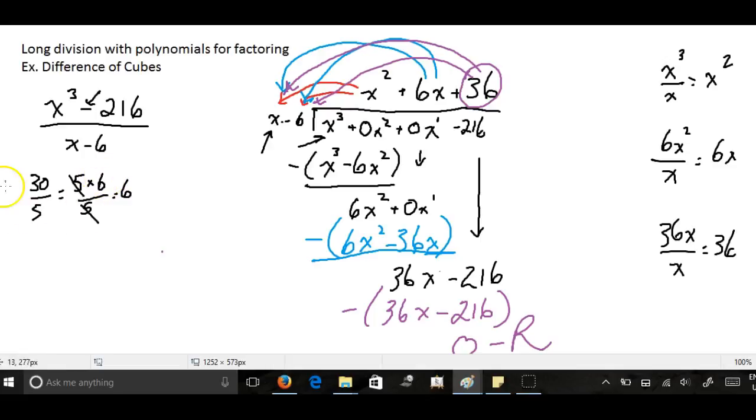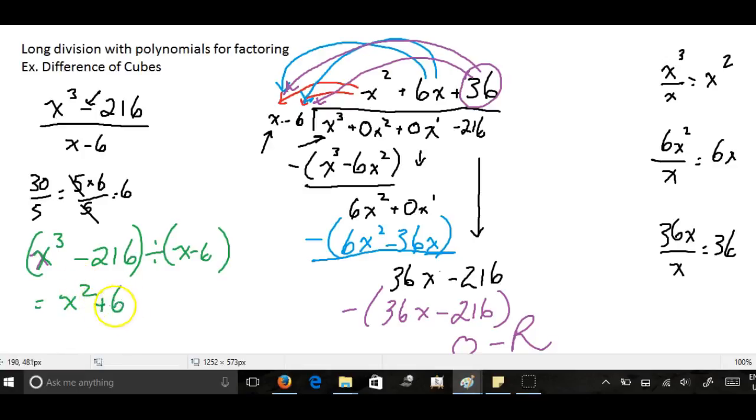So, what did we find out? We found out here that x cubed minus 216 divided by x minus 6 is equal to x squared plus 6x plus 36. We need green for being all good to go. And we could verify that by multiplying this polynomial by x minus 6, and we would get back to x cubed minus 216.